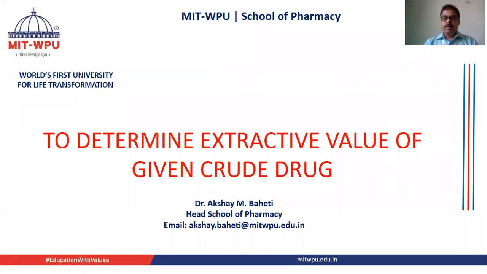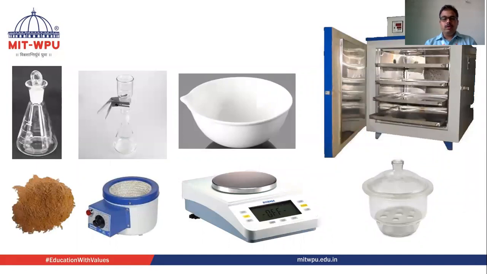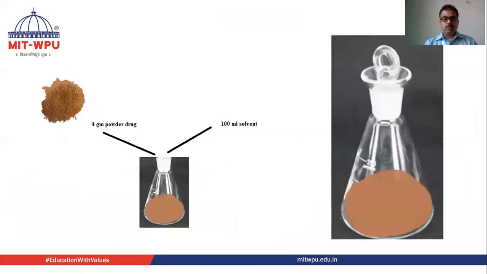The aim of today's experiment is to determine the extractive value of the given crude drug. Extractive value means the soluble material present in a crude drug which can be removed from the crude drug using a suitable solvent. So what we need for this: a conical flask with a stopper, filtration assembly, porcelain dish, hot air oven, heating mantle, weighing balance, a desiccator, and a crude drug for which we have to determine the extractive value.